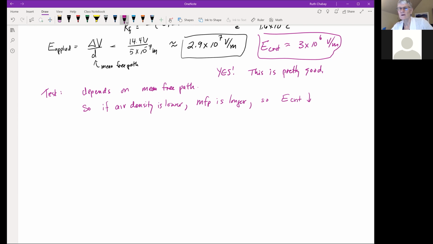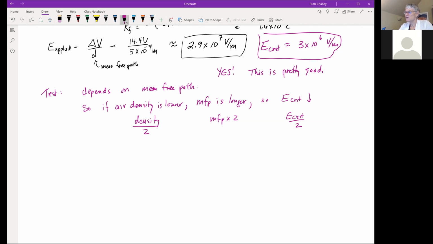So if we take the air density to be half as much, the mean free path is twice as big, and so E critical should be divided by 2. So that's something we can test experimentally. And guess what? That's actually what happens. So we lower the air density, the critical field goes down. We raise the air density, the electron can't travel as far, and so we need a bigger field.